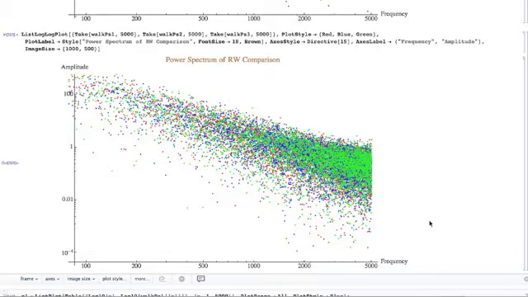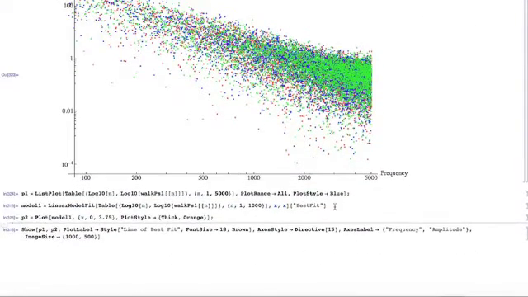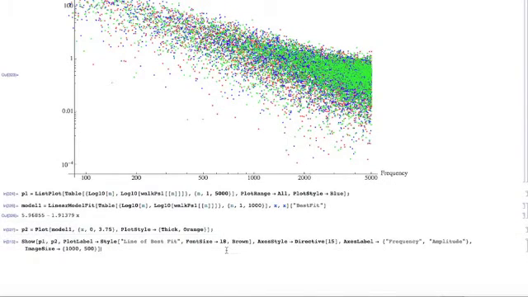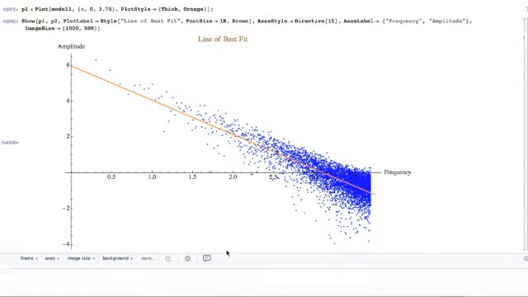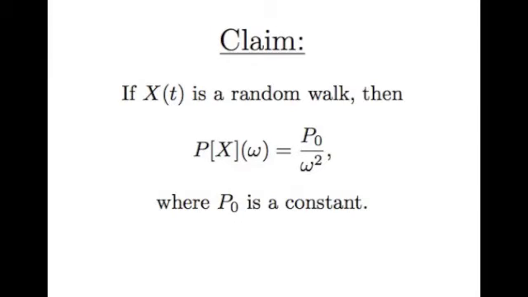The linear relationship on the log-to-log plot indicates an exponential relationship between frequency and amplitude. By finding the slope of the line of best fit, we find the degree of exponentiation between frequency and amplitude. We discover that this slope is -2. Which leads us to our conjecture that the power spectrum of a random walk goes as 1 over frequency squared. We state this claim formally here.